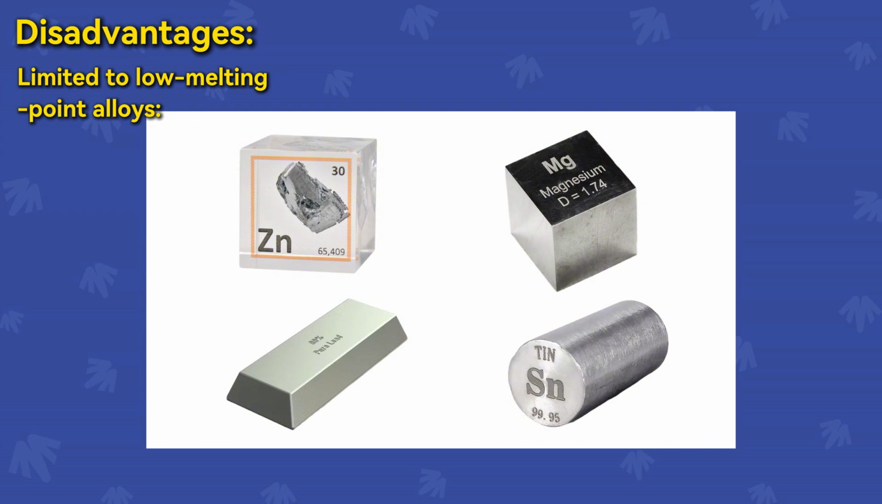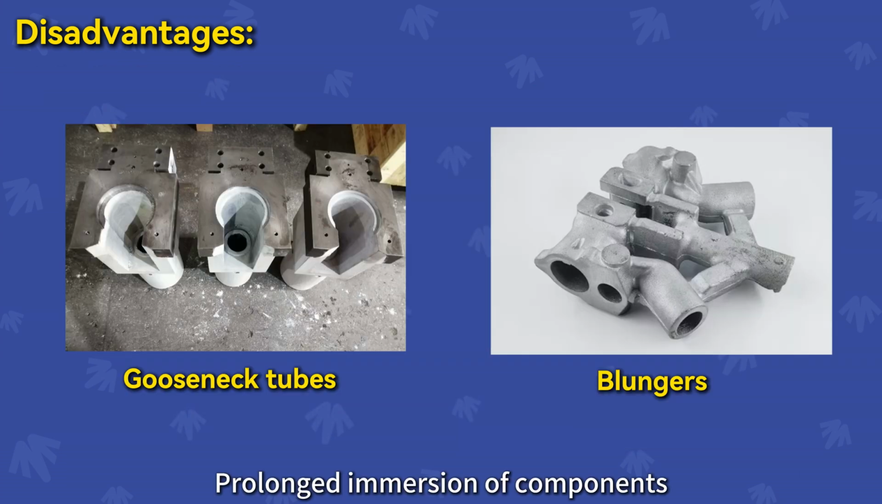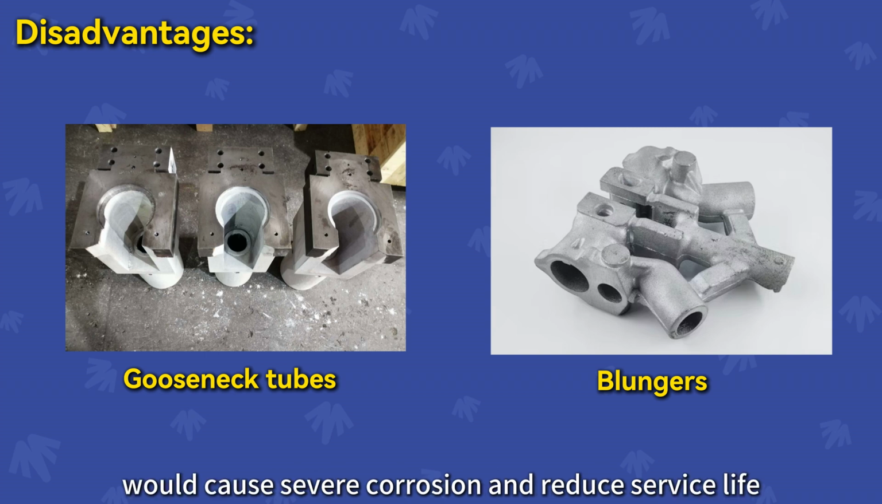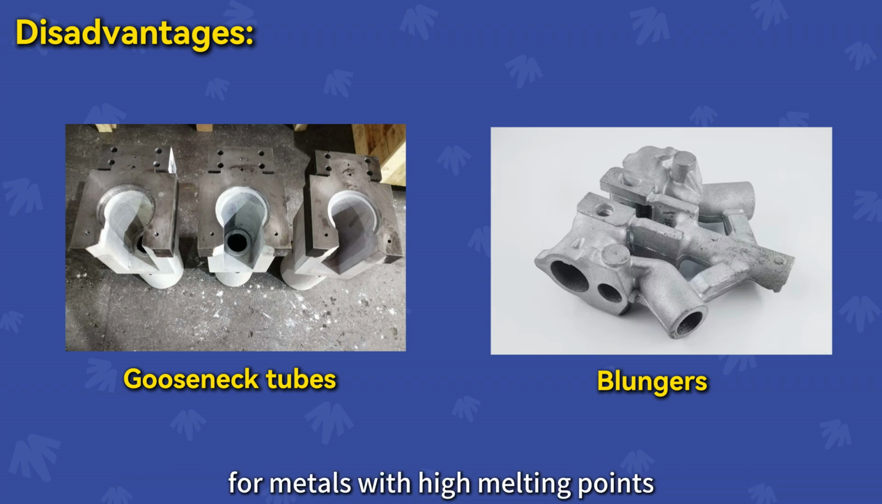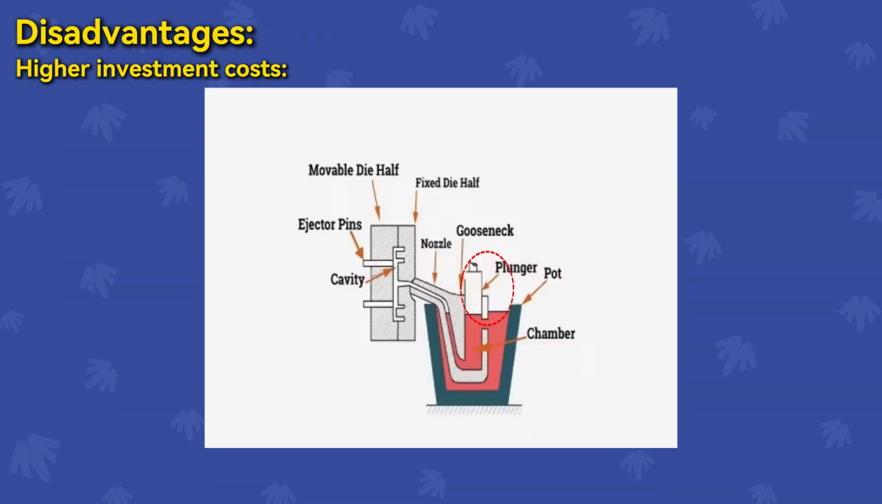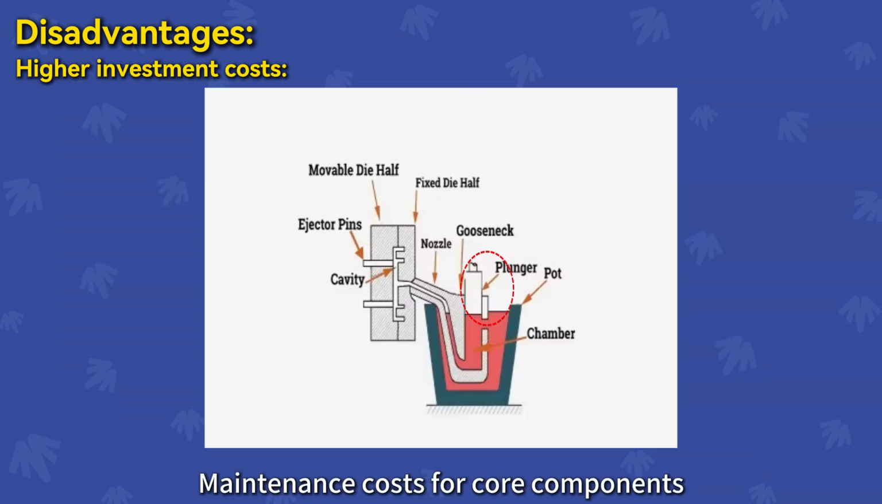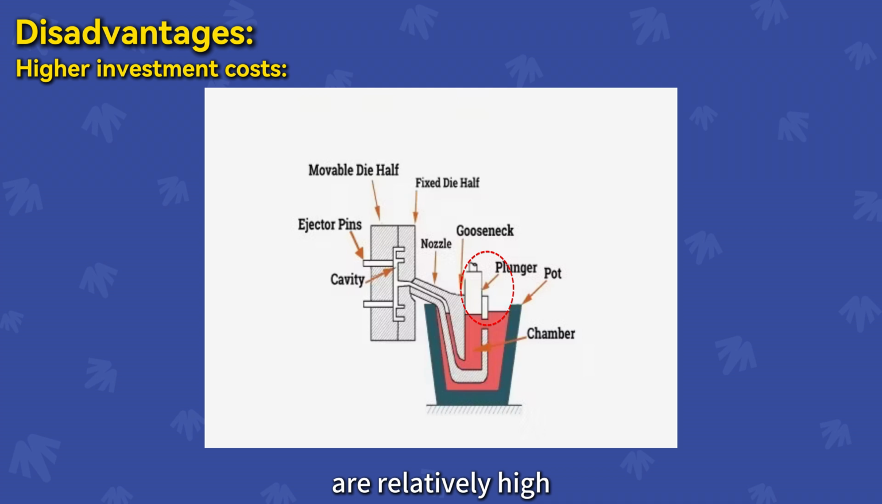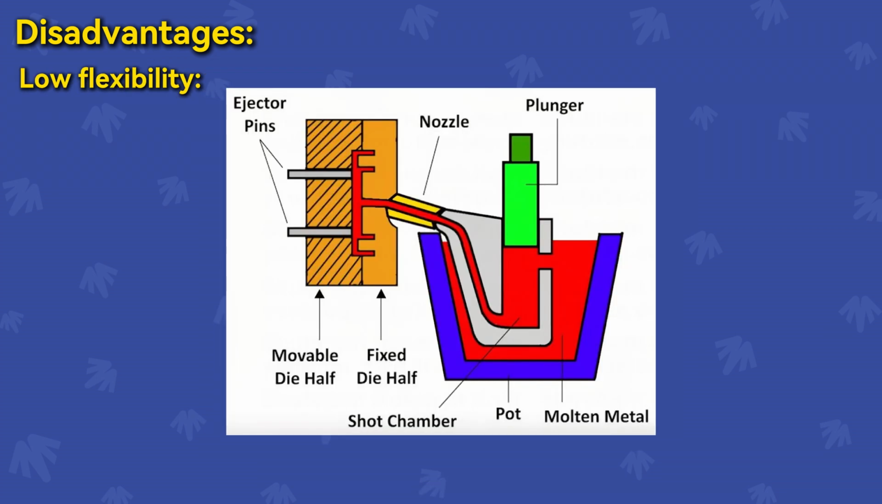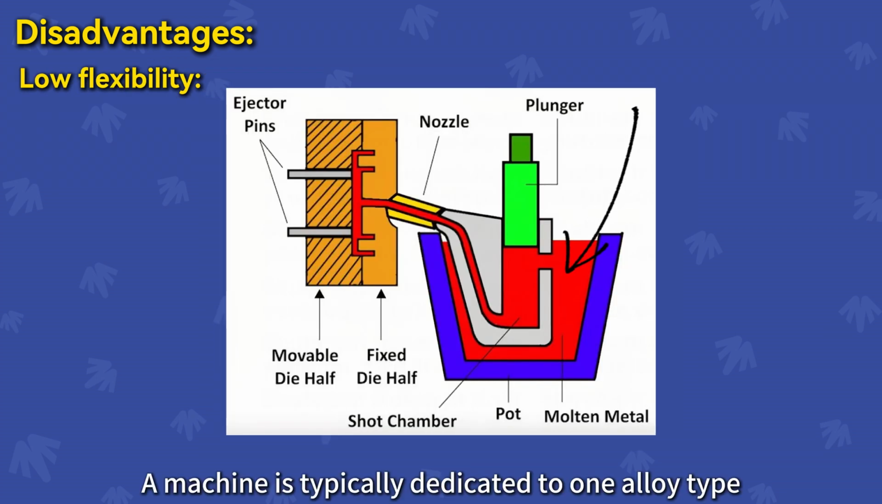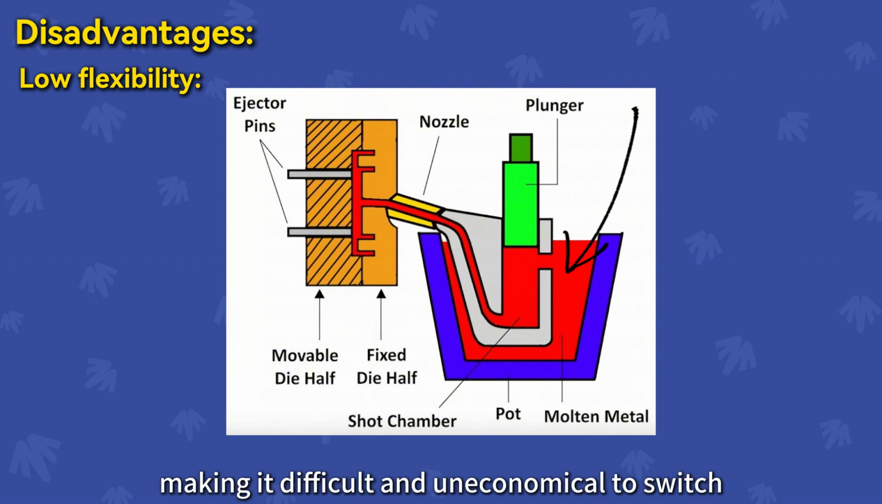Disadvantages: limited to low melting point alloys. Prolonged immersion of components, e.g. gooseneck tubes, plungers, in high melting point metals would cause severe corrosion and reduce service life. Higher investment costs. Maintenance costs for core components like gooseneck tubes are relatively high. Low flexibility. A machine is typically dedicated to one alloy type, making it difficult and uneconomical to switch.